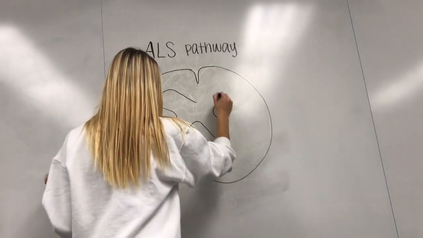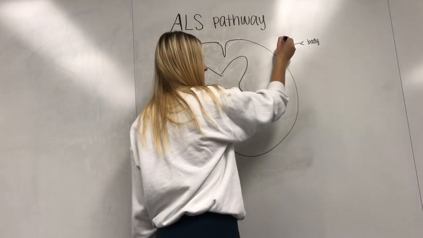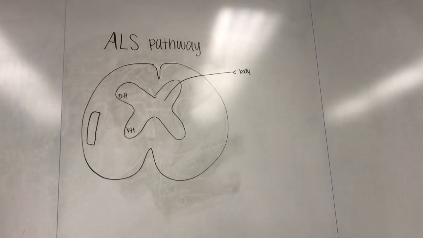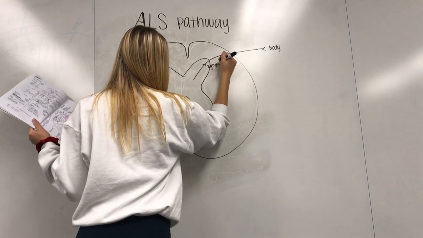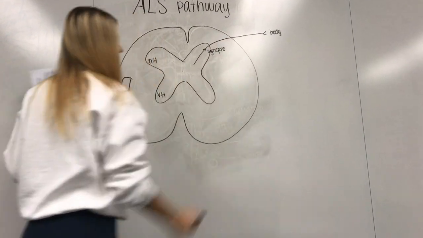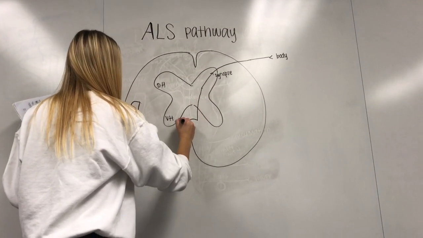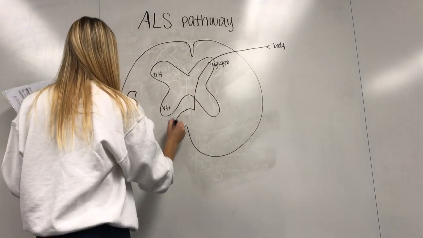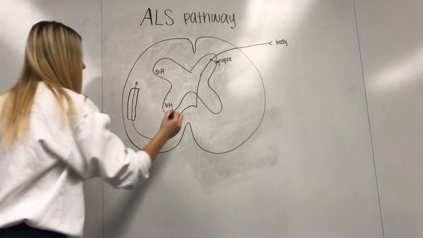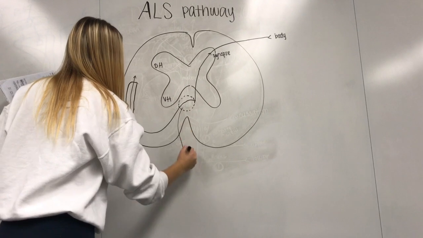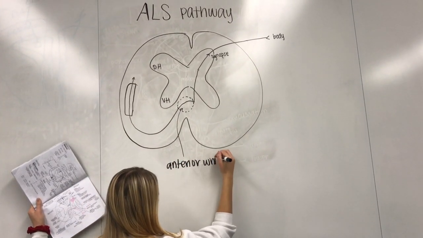Alright, moving on to the spinothalamic pathway. It passes through the dorsal horn, starting from the body, and it doesn't synapse in the dorsal horn, despite what I wrote right there. It doesn't. That'll be gone soon enough. So it moves down and decussates, so it crosses over in the spinal cord at the anterior white commissure, and it then moves up to the brainstem.